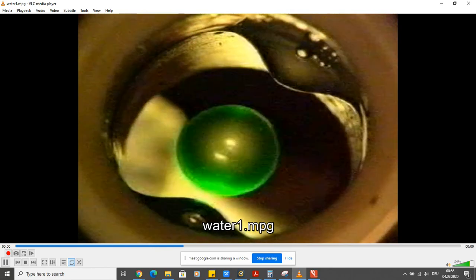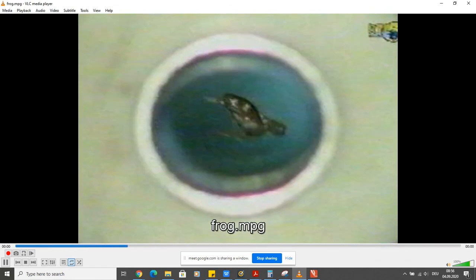So the question is, why do they levitate? Why do they not feel the gravity? That will be our next topic in the afternoon session.